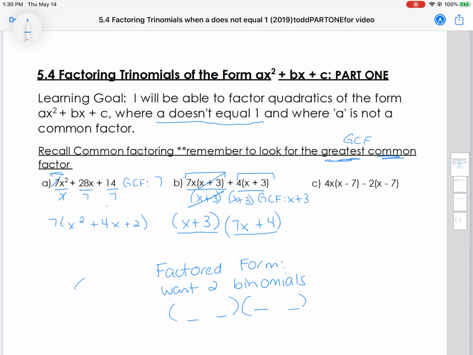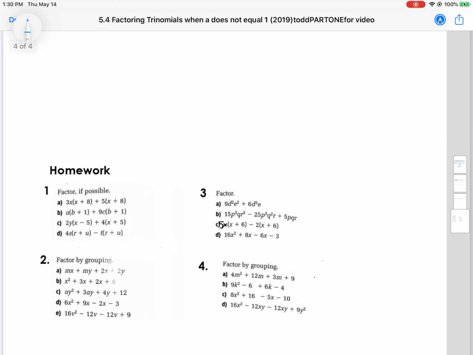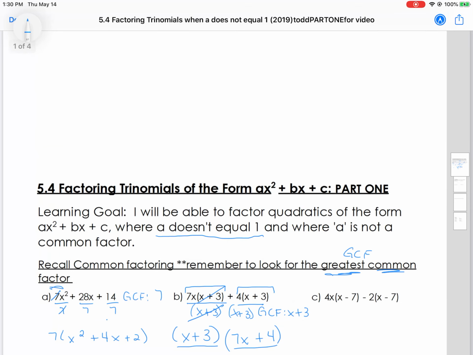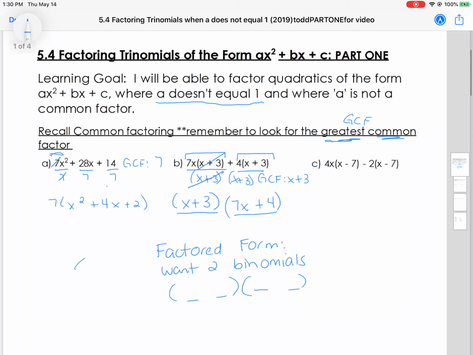Okay, so let's try another one. So this time our greatest common factor is x minus 7. So you don't have to do the dividing if that messes you up. Really, you're just writing what the x term is and then whatever's left, 4x minus 2. So that minus sign is going to be important.